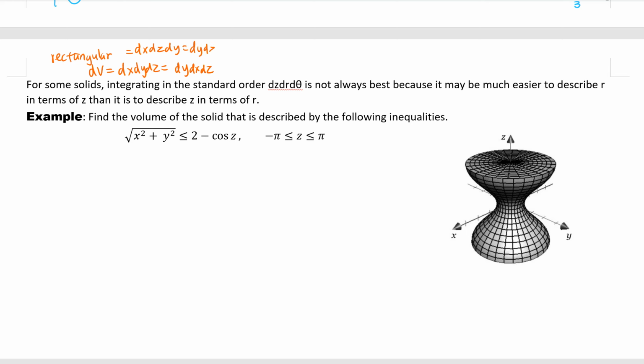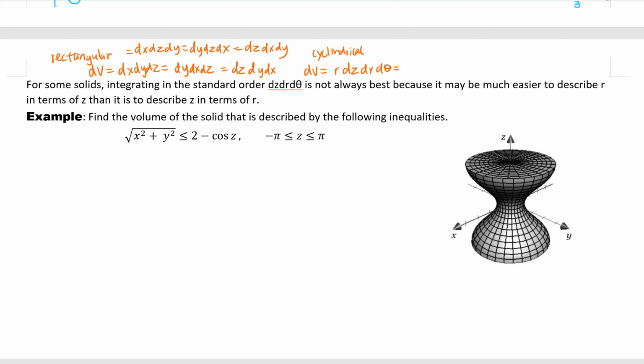It could be dy, dz, dx. Let me erase this. And it could be dz, dx, dy. It could be dz, dy, dx. So there are 6 different orders for rectangular coordinates. And then for cylindrical coordinates, dv equals r dz dr d theta.